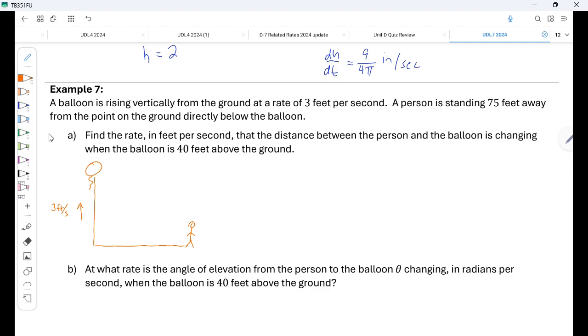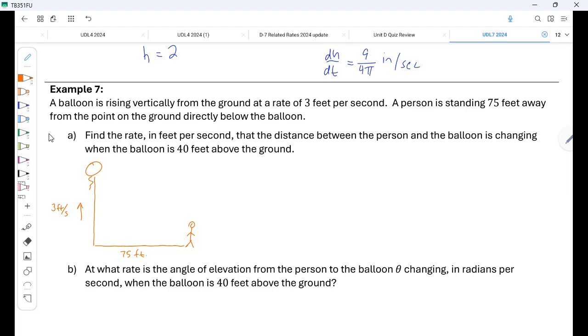A person is standing 75 feet away from that point on the ground directly below. So we got 75 feet here. Is that static or dynamic? That's static. Keep in mind, if it's a two-part question, like part B could say the guy starts moving or something like that. But it doesn't. So in this part of the problem that we're at, it's static.